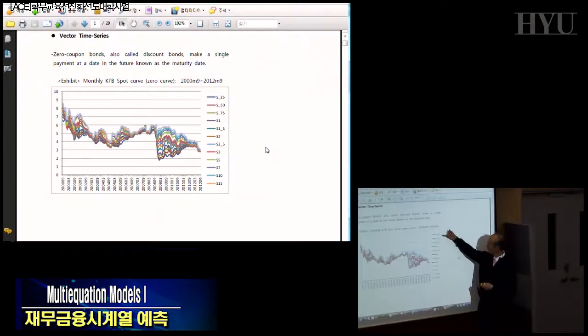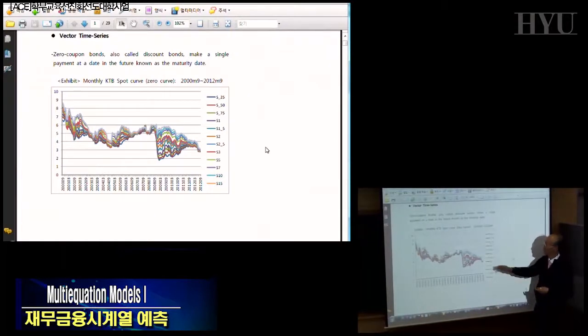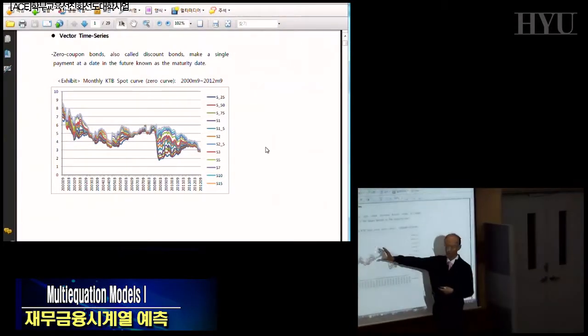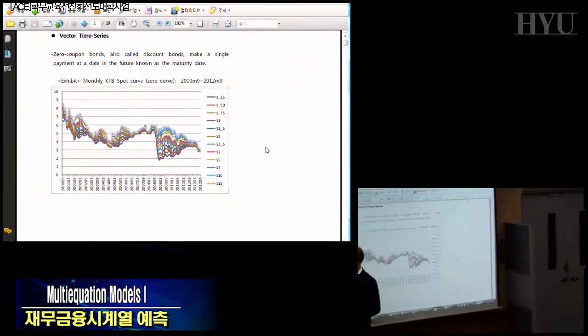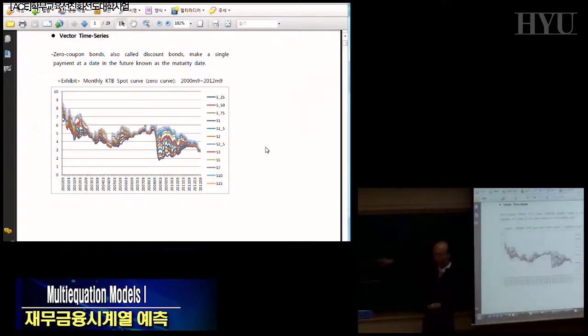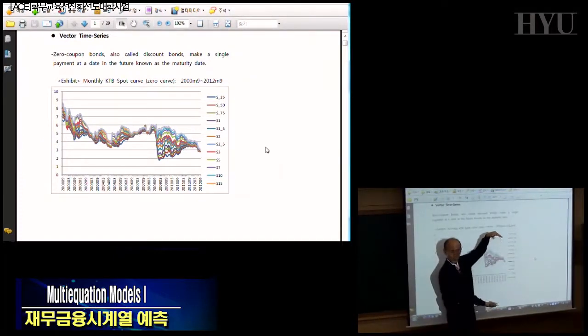Okay? It shows particular maturities like 0.25 year, half a year, 3/4 year, and 1 year, 1.5 year, 2 year, 2.5 year, and so on. Okay? So different maturities, and for each maturity you have a series. So if you look at more of these maturities, you have more series to work with to generate forecasts, right? So the dimension of the problem is now getting bigger and bigger, right?